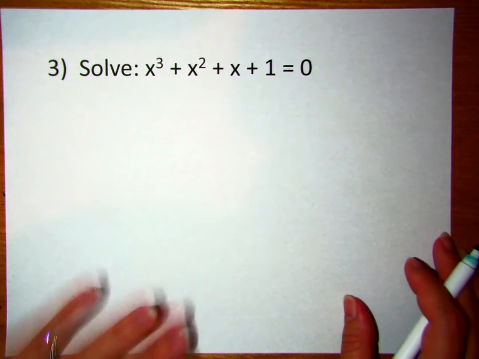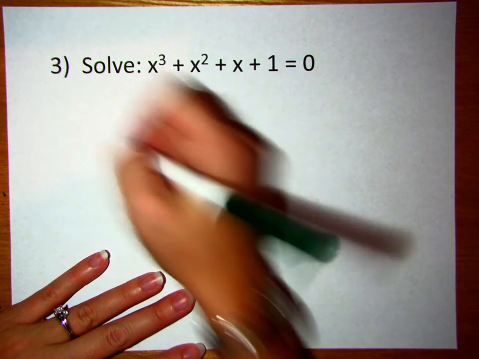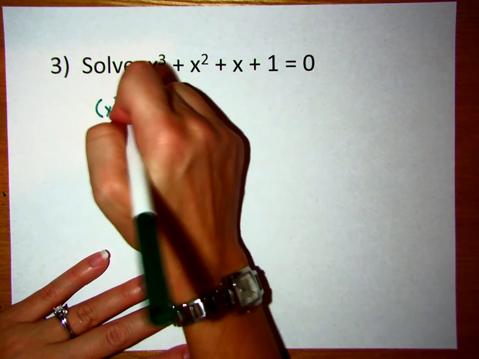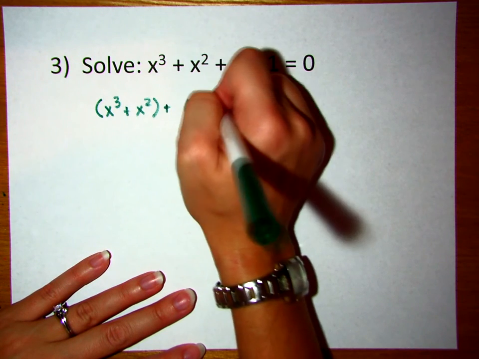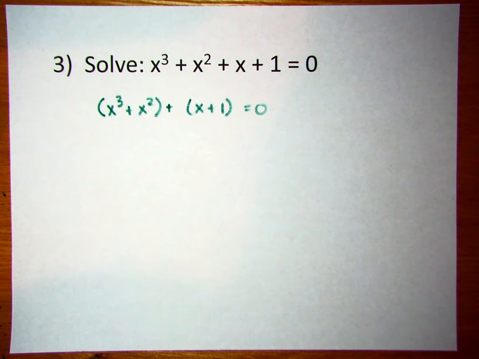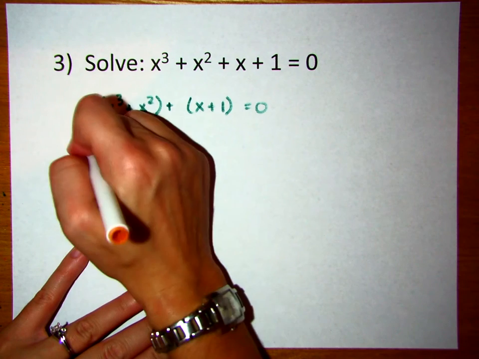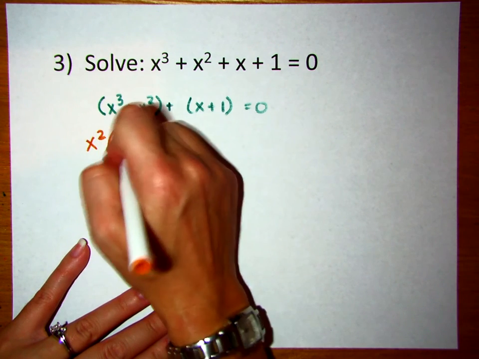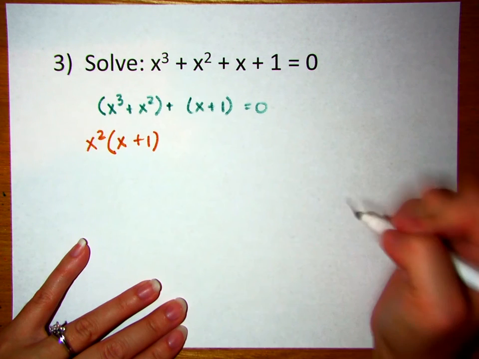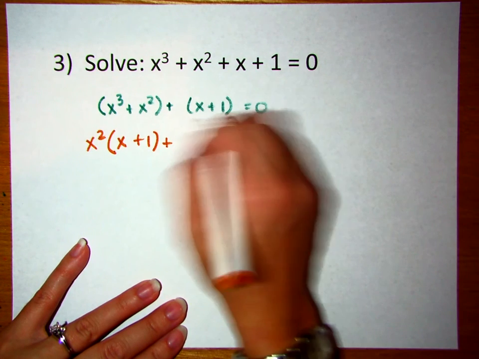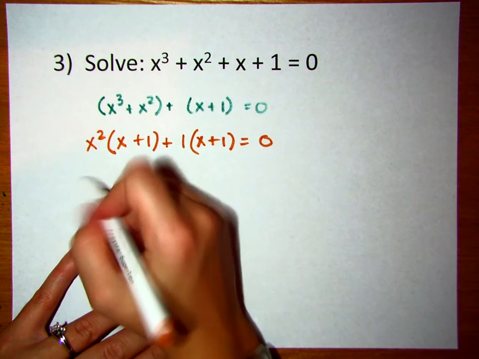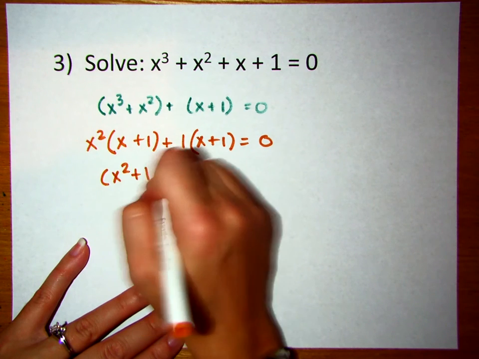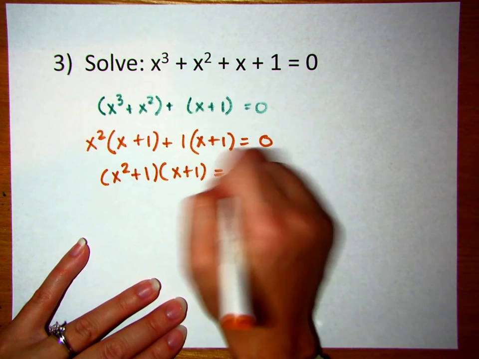In this particular problem, I see I have 4 terms on this side, so I'm going to factor by grouping. So I have x cubed plus x squared, and then plus x plus 1, and that would equal 0. So from here, the GCF out of this would be x squared, and x squared times x plus 1 would give me x cubed plus x squared. And then for this one, the GCF here is 1. So inside we'd have x plus 1 equals 0. So on the outside we have x squared plus 1 times x plus 1 equals 0.